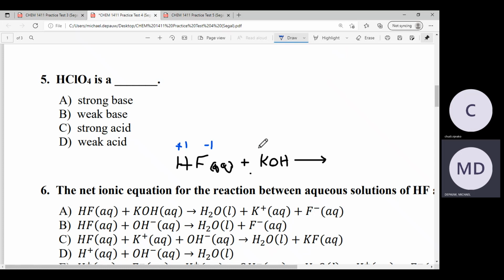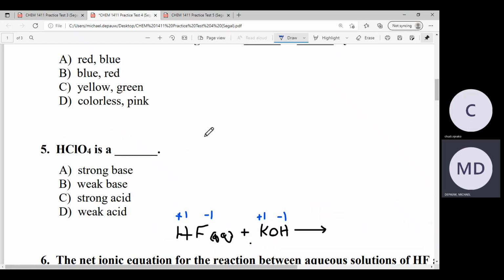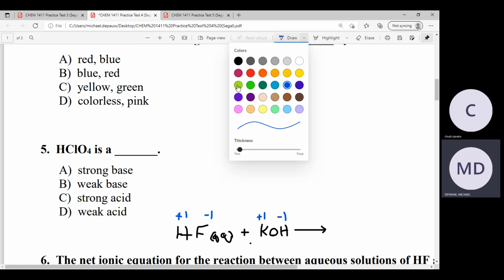So what about potassium? What is the charge of a potassium ion? +1. And don't overlook the polyatomics. OH is the polyatomic. So hydroxide, what's the charge of that? It is a -1. So there are certain polyatomic ions you should already have memorized. If you don't have them memorized, I would definitely strongly suggest that you do memorize them.